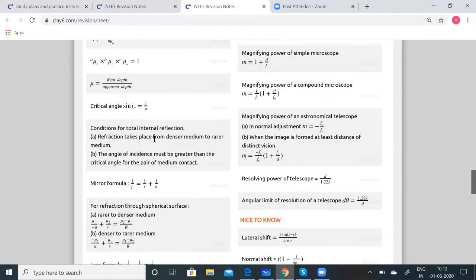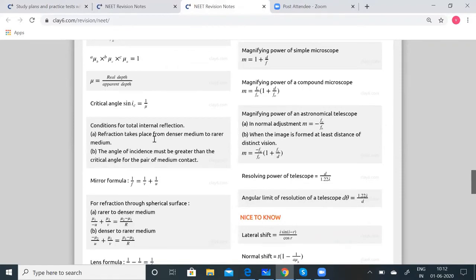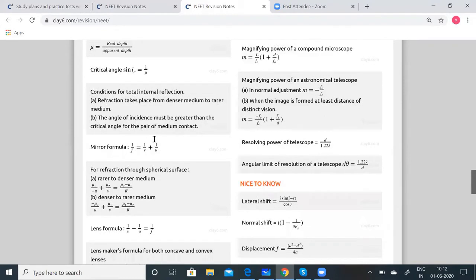Magnifying power of a simple microscope: M = 1 + D/F, where D is the least distance of distinct vision, F is the focal length, and M is the magnification. Magnifying power of the compound microscope: M = (L/Fo)(1 + D/Fe). Fo is the focal length of the objective, L is the length of the microscope, and D is the least distance of distinct vision, say 25 centimeters.